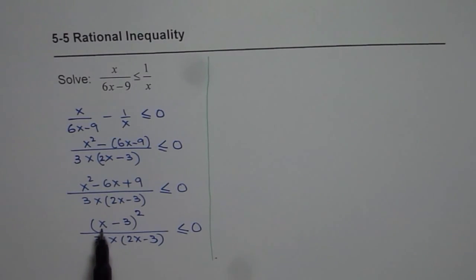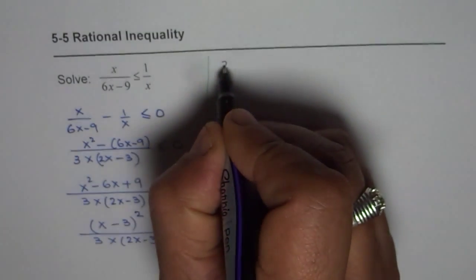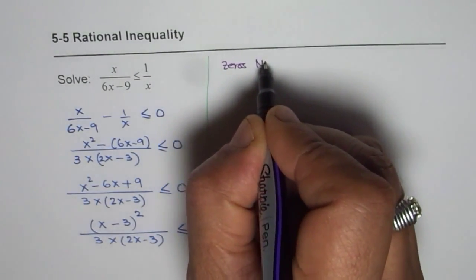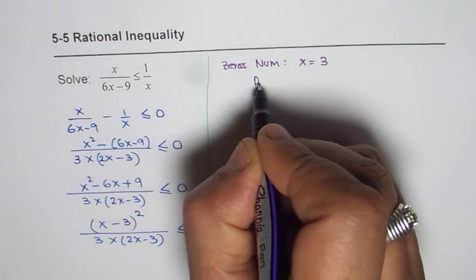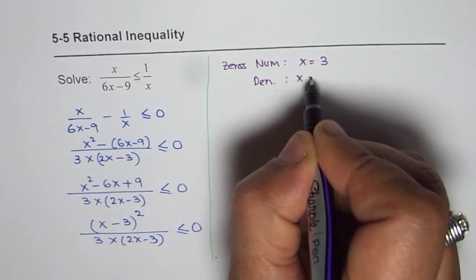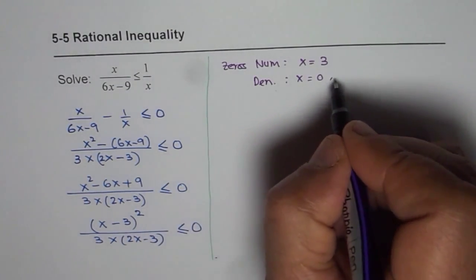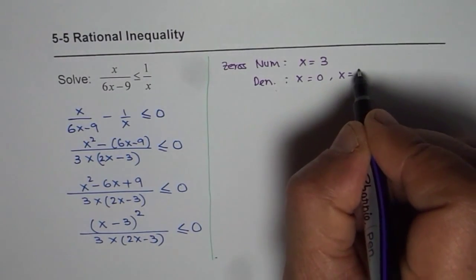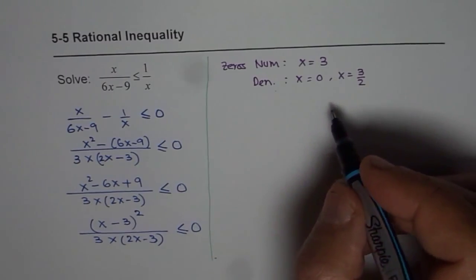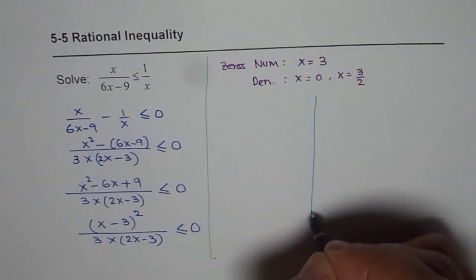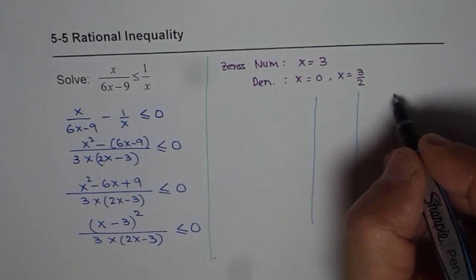In the numerator, we have 0 at x equals 3. So let's write zeros for numerator. For numerator, it is at x equals 3. And for denominator, we have x equals 0 and x equals 3 over 2. So these are the two zeros for the denominator. These zeros in all will divide our plane into 4 different intervals. So let's draw a table for these 4 intervals.